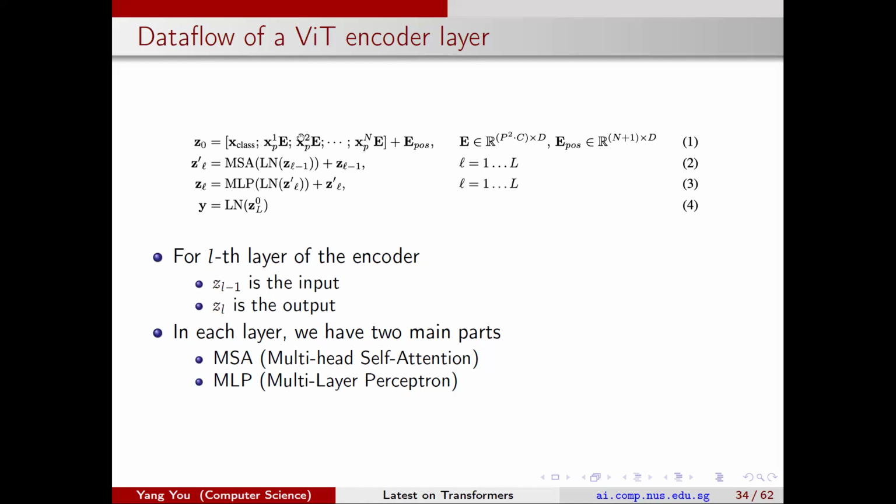After the matrix-vector multiplication, we know this one is 1 by E. That's 1 by E, that's 1 by E, and we have N plus 1 by E. So this one is N plus 1 by E.